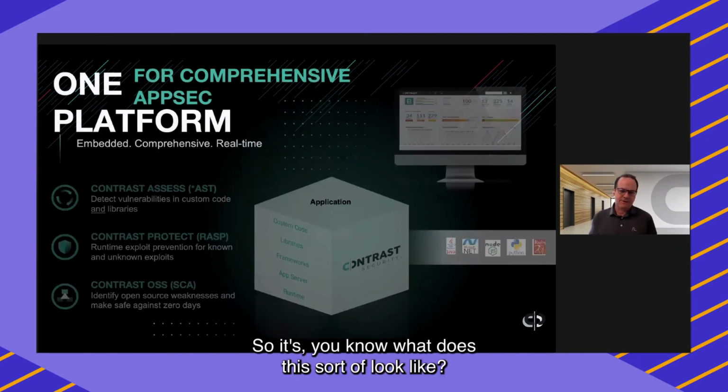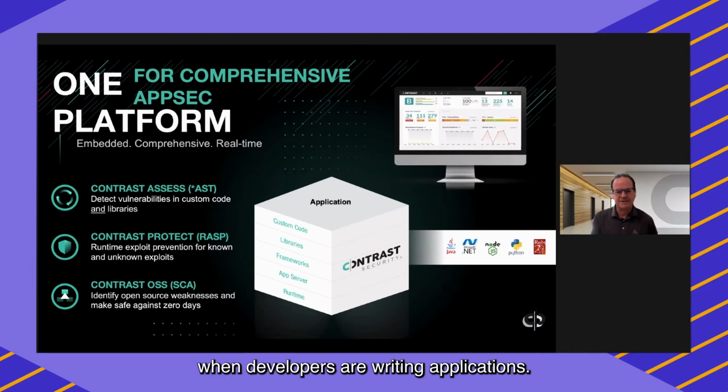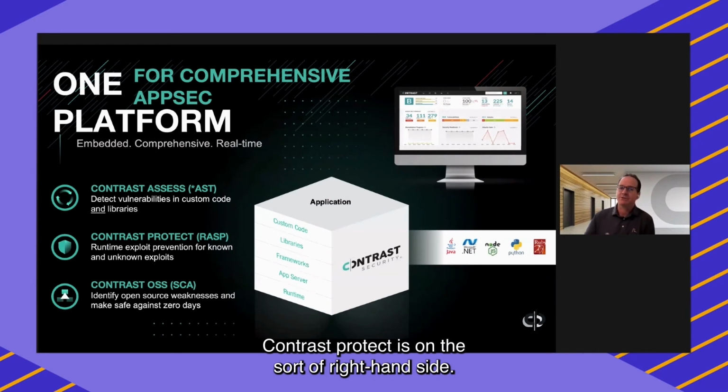So what does this sort of look like? If I build this out, there's really three big areas of Contrast. Again, the Assess part is all about the application security testing side. This is inside the interactive testing part, when developers are writing applications. Contrast Protect is on the right-hand side.